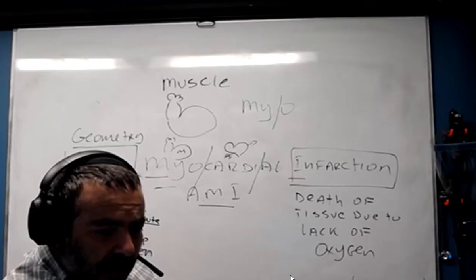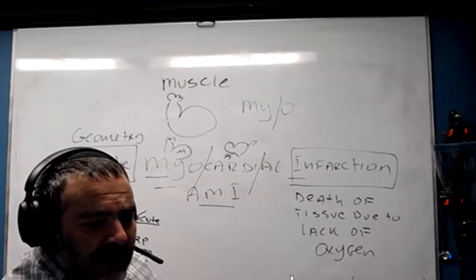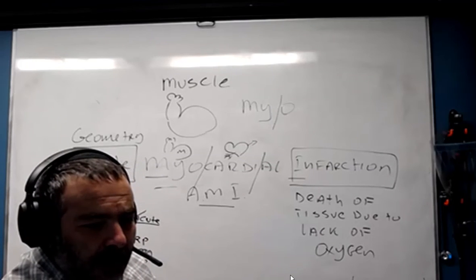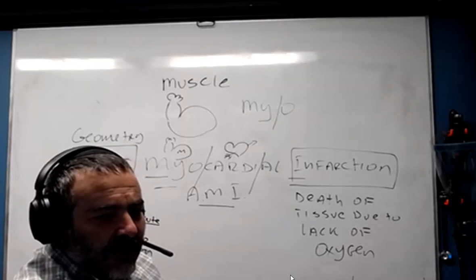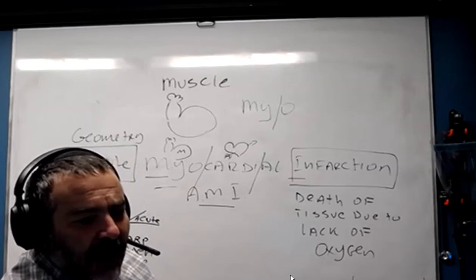How could you help this person immediately? Because you know that a heart attack is death of the heart muscle tissue due to lack of the oxygen.